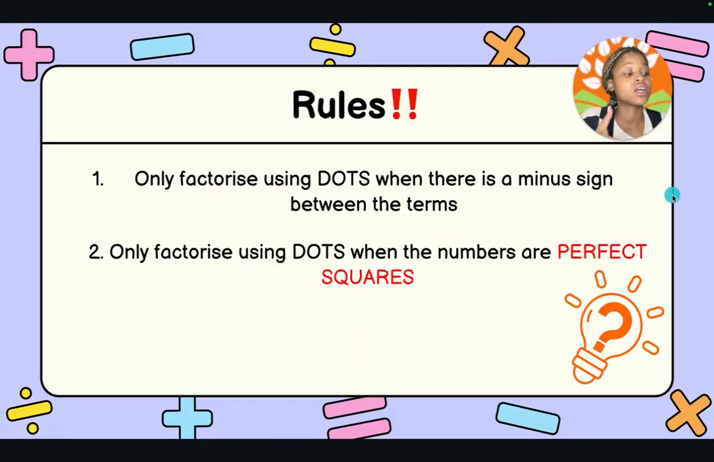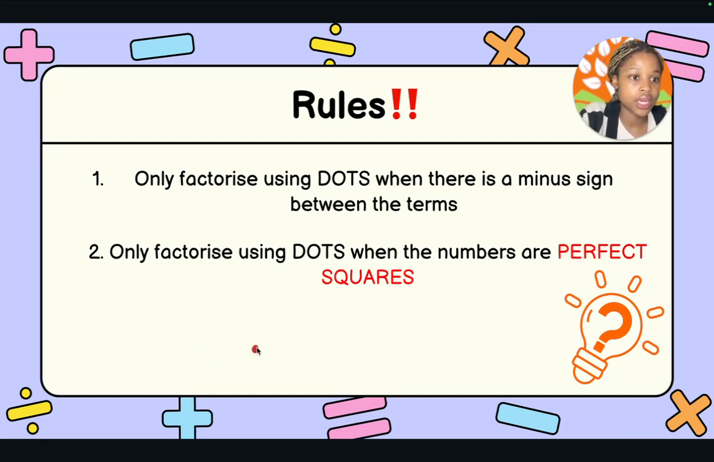So here are a couple rules when it comes to factorizing using dots. You only factorize using dots when there is a minus sign between the terms. Only factorize using dots when the numbers are perfect squares. So you don't factorize, for example, if you have something like this.